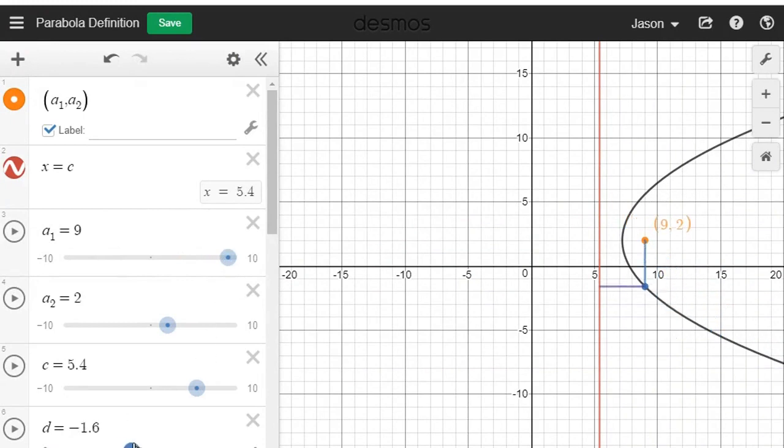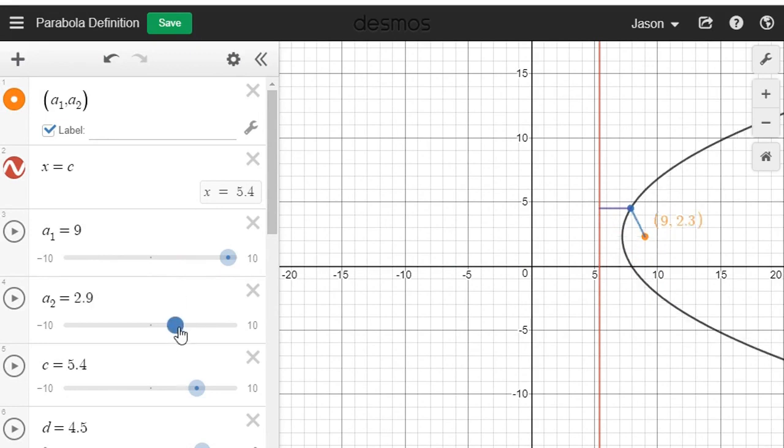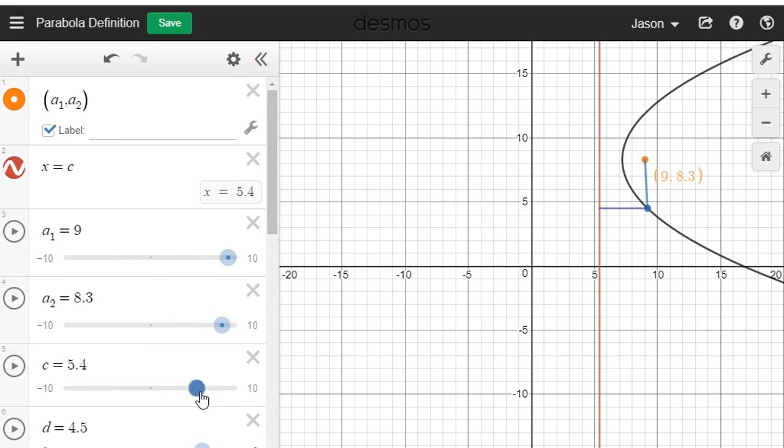So if I have the parabola where the orange point is on the right side of the red line, or in any case like this, notice that the distance here ends up being the same from the orange point to the parabola and the red line to the parabola.